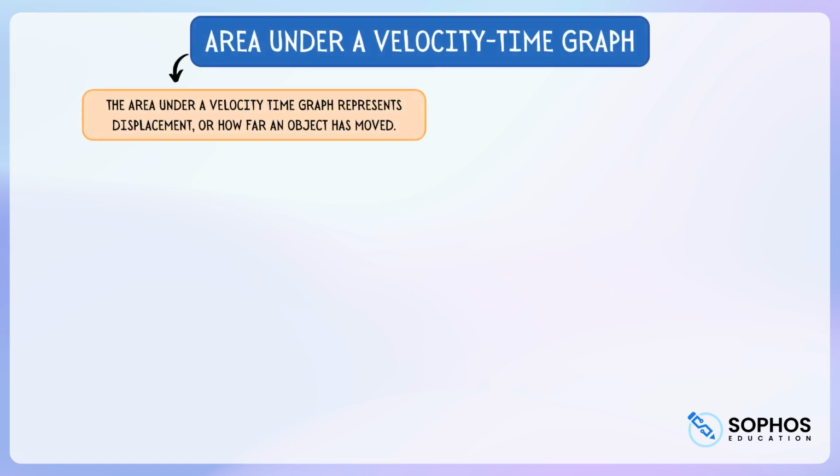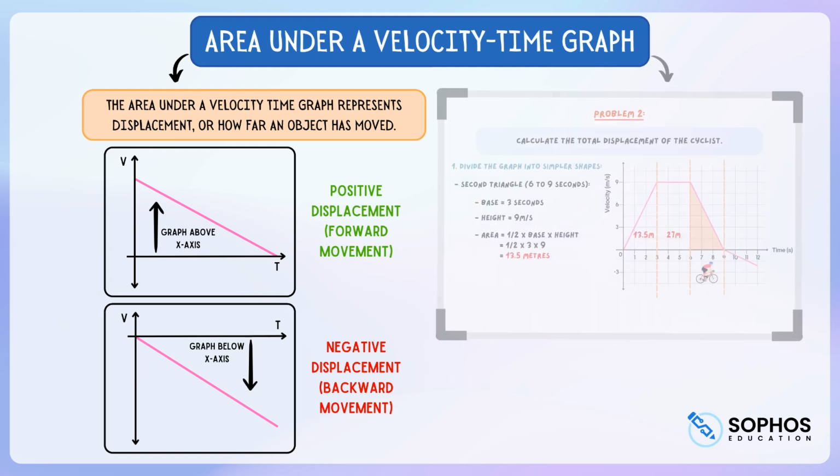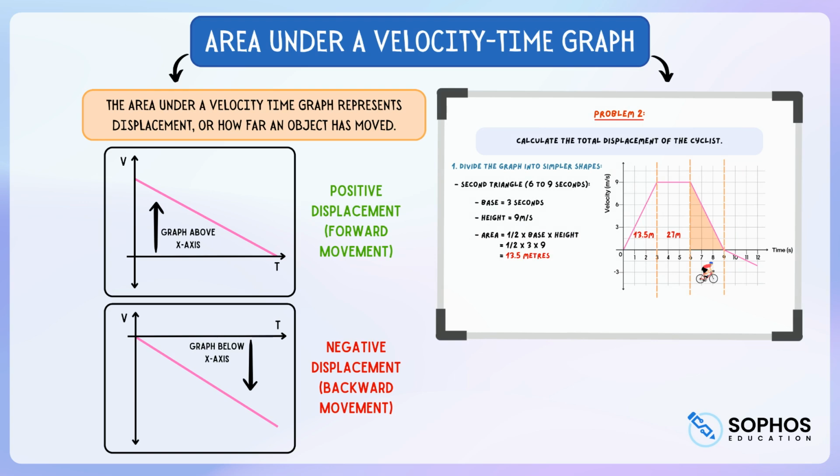Great work, that's the end of our lesson today. In today's lesson, we delved into the concept of how the area under a velocity time graph represents an object's displacement. We discussed how the graph's area above the time axis indicates positive displacement, while the area below suggests negative displacement. By mastering this concept, we now have a powerful tool to quantify how far an object travels over a period, enriching our understanding of motion in physics.